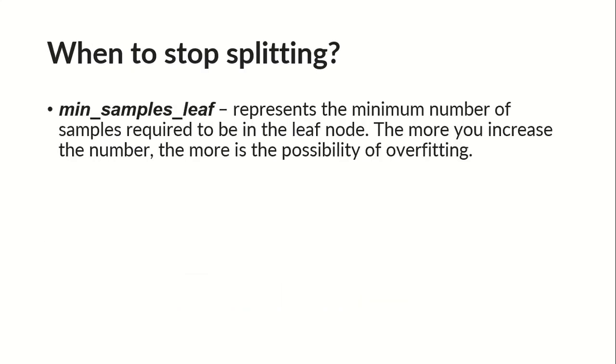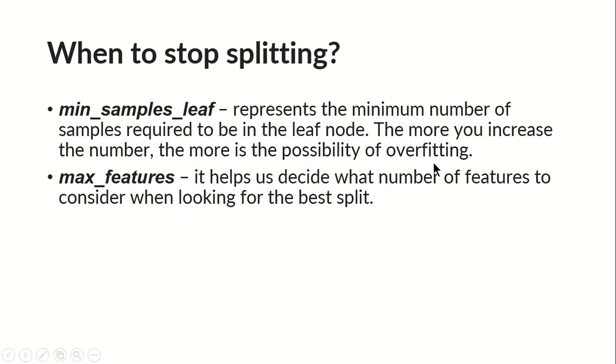And when to stop the splitting, in order to find this out, we can use some methods, that is minimum sample leaf. It represents the minimum number of samples required to be in the leaf node. The more you increase the number, the more is the possibility of overfitting. So we have to find the minimum sample leaves in the tree, and it should not be larger, because if the leaf nodes are larger, there are chances of overfitting. And maximum features helps us decide what number of features to be considered when we look for the best split.